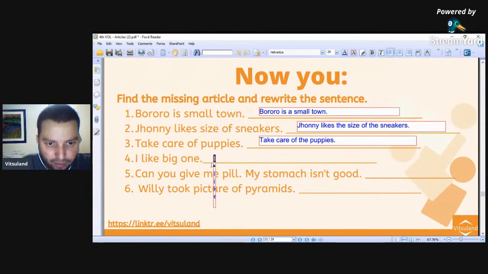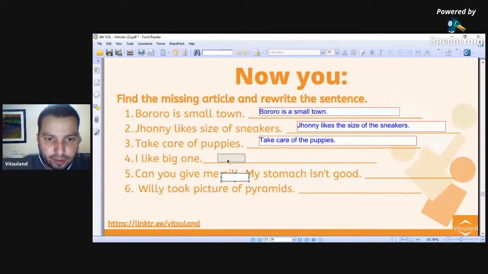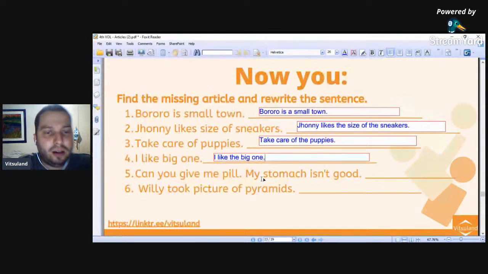Let me start it all over again. It's better: I like the big one. Imagine that someone is asking him or her, which one do you like? I like the big one. Okay, it's related to preference, right? So the big one, specifying one.